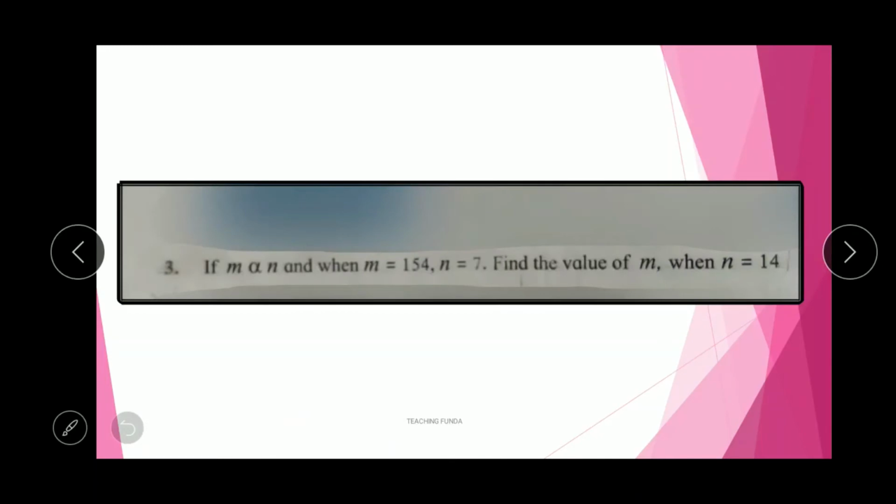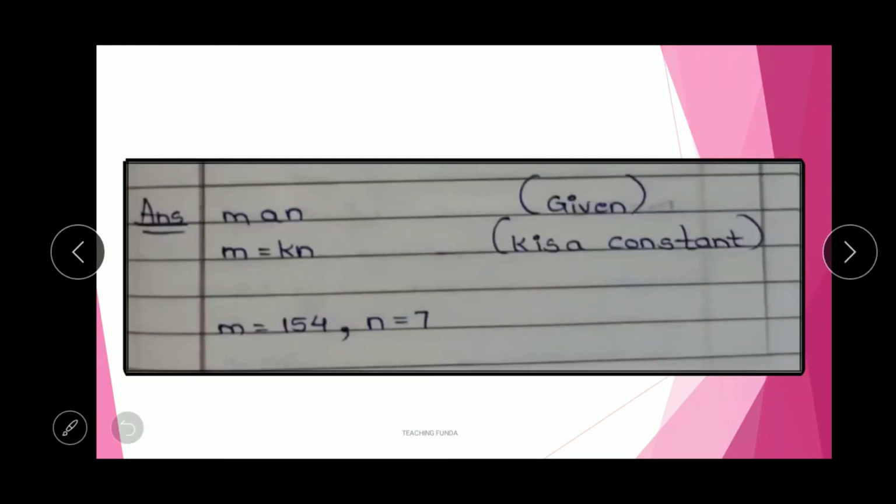Okay, so let us begin with the third sum. If A means what I said, A is the alpha letter. M is directly proportional to N, and when M is equal to 154 and N is equal to 7, find the value of M when N is equal to 14. So M is directly proportional to N means M alpha N. Alpha actually means it's in this way. So M is equal to K into N. So K is a constant.